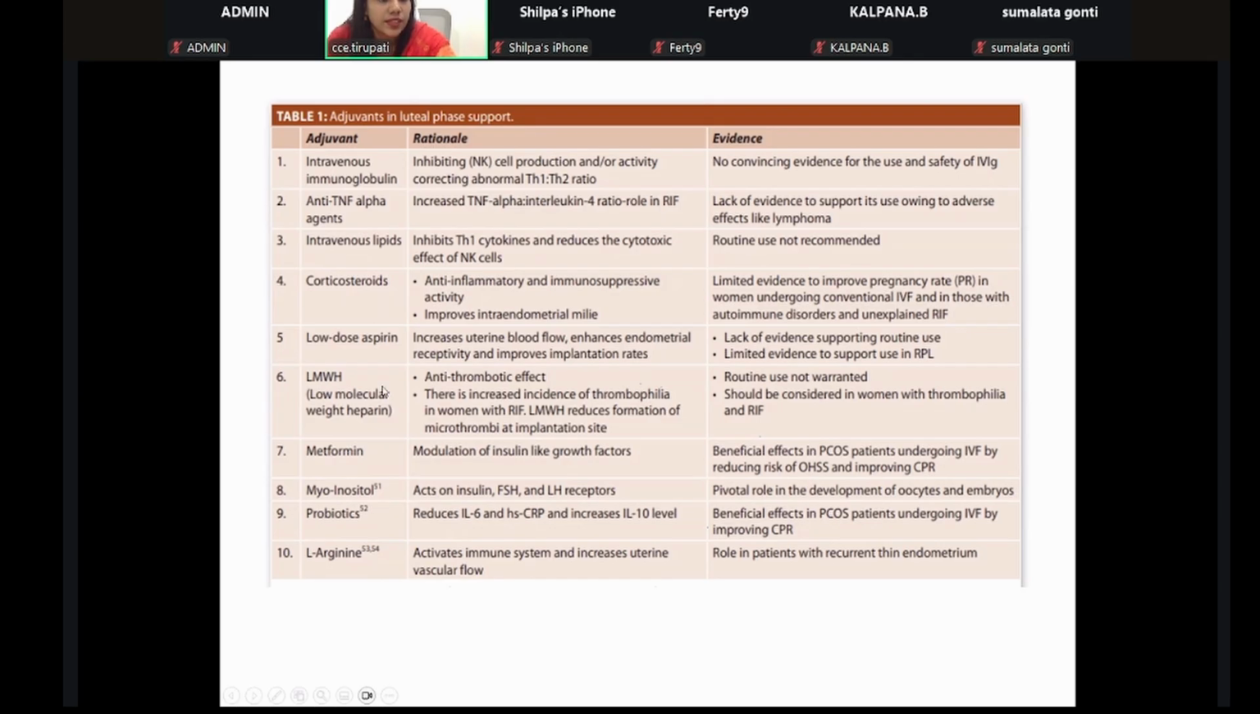And low molecular weight heparin we can add in few cases with documented thrombophilias, or in women with RIF we can add low molecular weight heparin. It has an antithrombotic effect, but there is increased incidence of thrombophilia in women with RIF. It reduces the formation of microthrombi at the implantation site, so it improves the outcomes in women with thrombophilias. And metformin we can add in PCOS patients. Myoinositol also we can add in PCOS patients, and we can add probiotics and ellagimen.